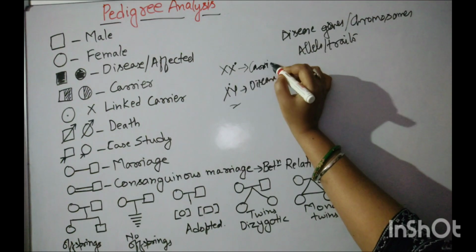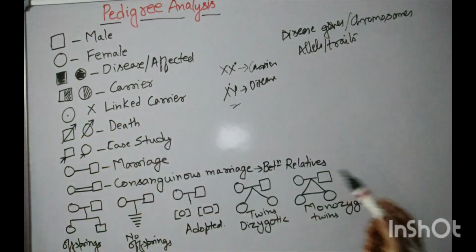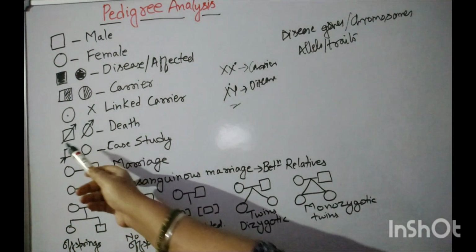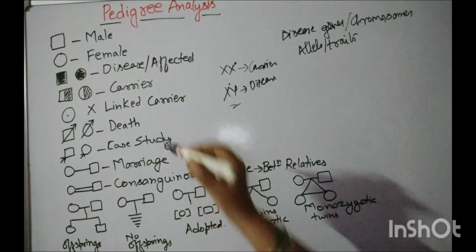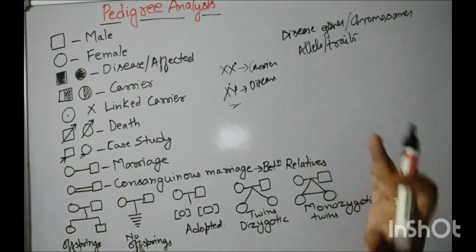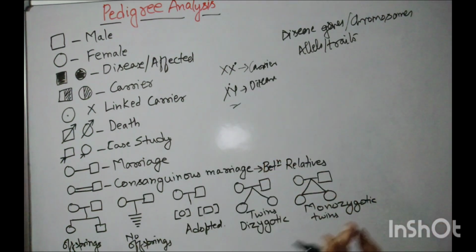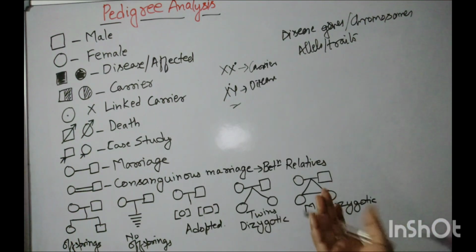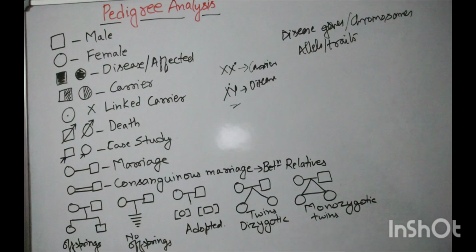That's why an X-linked carrier is shown as a circle with a dot in the center. An arrow drawn diagonally shows the proband. If we see this type of sign, it means there is a case study, and we have to study that case: what the disease is, what the trait is. We have to find that out. Marriage is shown by a horizontal line.